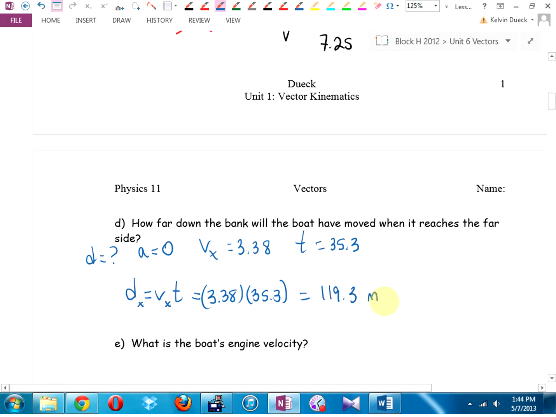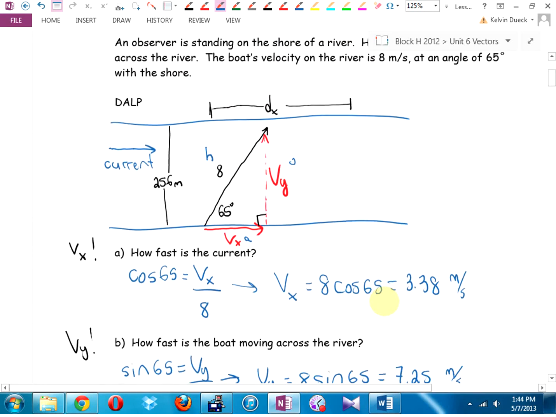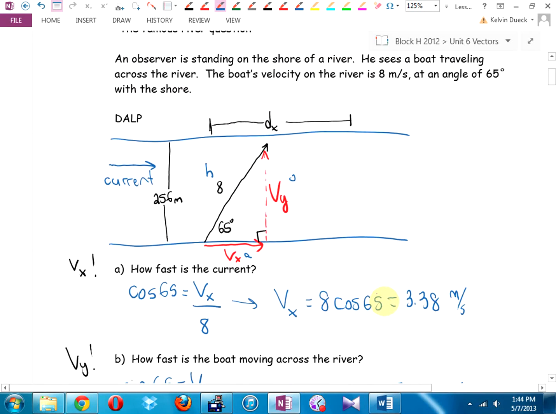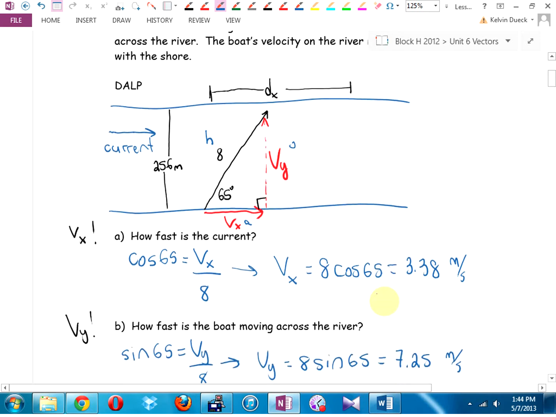Chris, can you read E to me, my friend? What is the boat's engine velocity? This is a trick question. It's so easy that it's tough. Let's go back to my picture. What is the boat's engine velocity? I'm going to give you a hint. It wouldn't be 8 meters per second because that 8 includes the current, does it not?